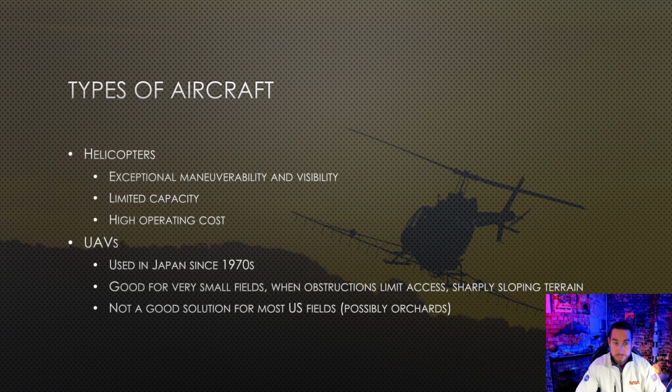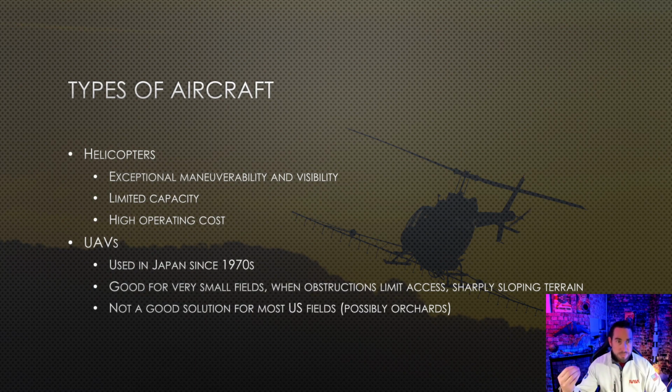They're a good option really for very small fields. So in cases where you have a lot of obstructions present, which makes it hard to get an aircraft in there, or if you have really sharply sloping terrain that would be difficult even for a helicopter to get to, UAVs may offer a potential option. It's really not a good solution for most fields in the United States because they're so big. Even a larger UAV, the payload capacity is very, very tiny. So it takes a long time to cover any significant amount of area.